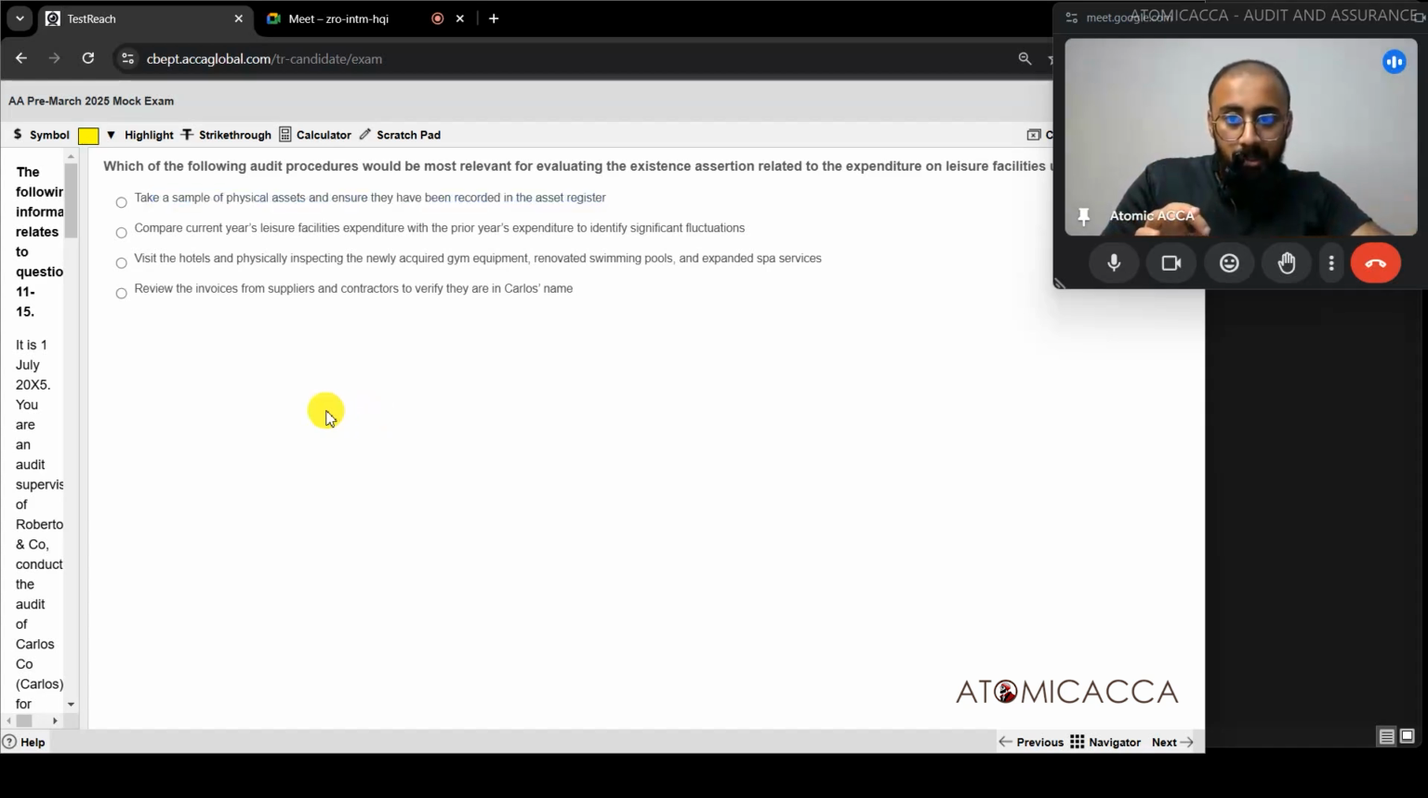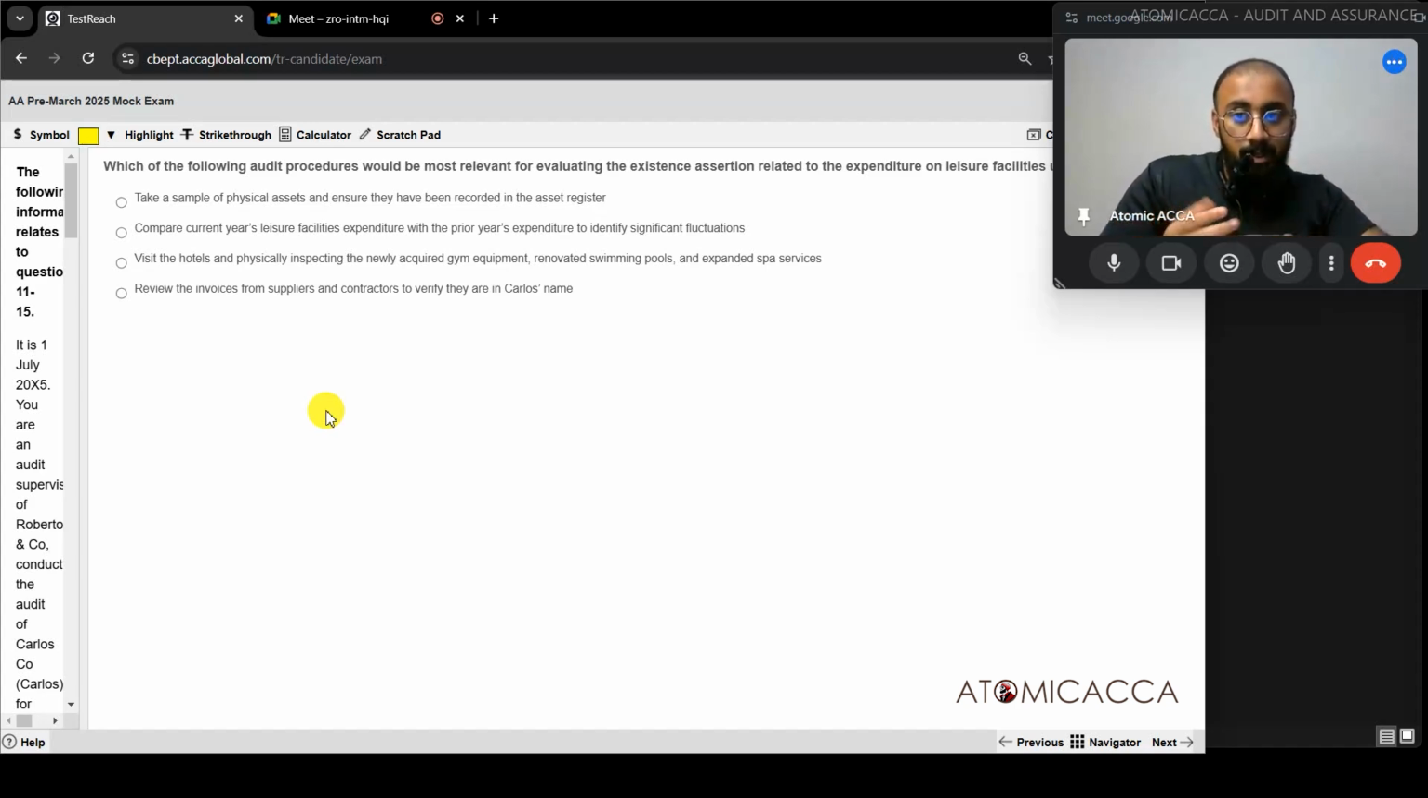Compare the current year's leisure facility expenditure with prior year expenditure to identify significant fluctuation. Now, definitely you can get the fluctuation figures and all. You can figure out how much money was spent, how much increase or decrease happened. But that is only comparing the data in the financial statement. This is not going to give you an idea about whether these numbers are actually true, whether the assets are actually physically there or not. So this is not going to give you an idea about existence.